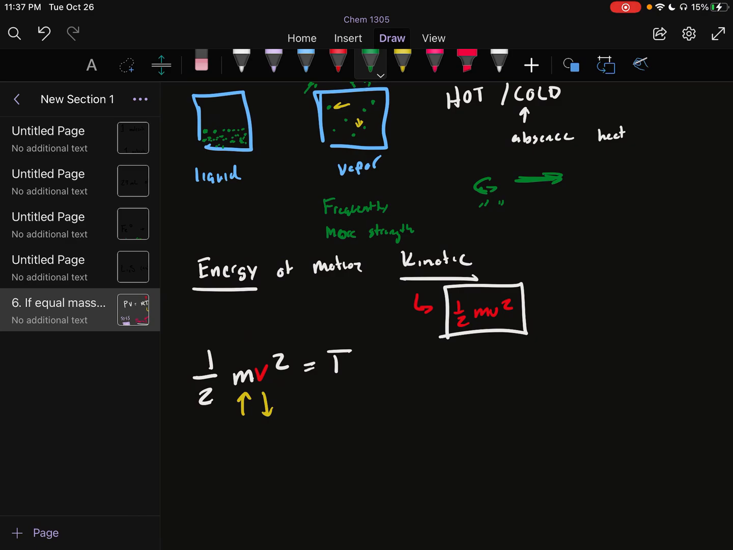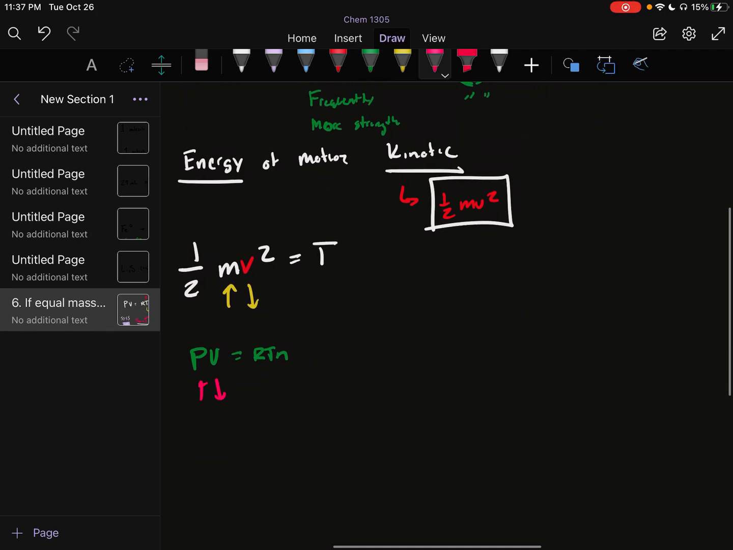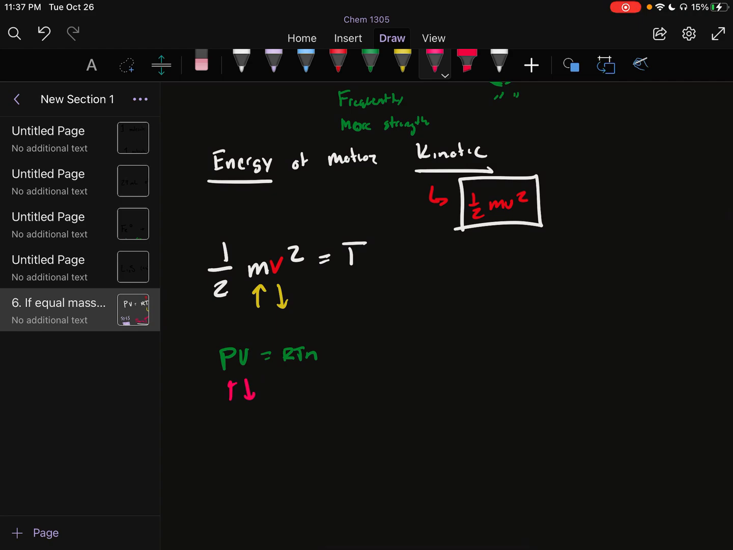Let's try to connect this to PV equals nRT. When P goes up, V has to go down, right? We know that. Same thing here. When m goes up, v goes down. They are inversely proportional. Or we can do the flip side, right? When you have less massive molecules, in order to exert the same temperature as other molecules, they need to be moving a little bit faster, right? And that's really all you need to know.